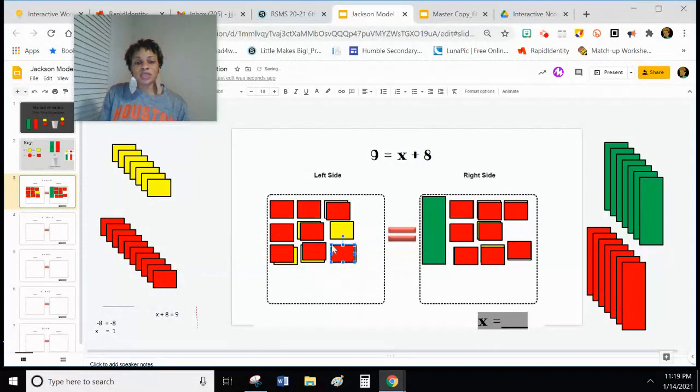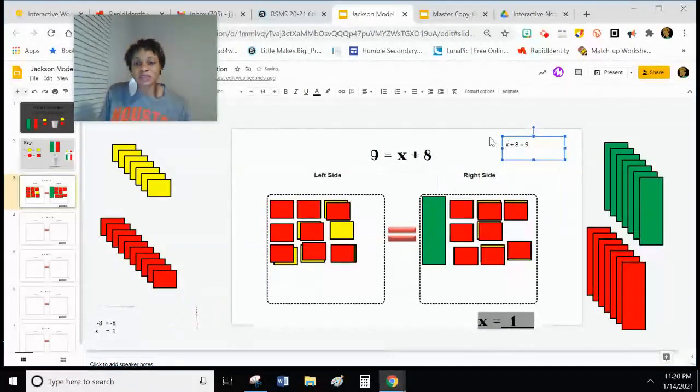So as you can see, the only thing that's left without a partner is that yellow square. So that lets me know that the value of X is 1. Okay, the value of X is 1. Not only are we going to model, we're also going to be doing the steps numerically as well. So I'm going to drag those up and show you how that will look.